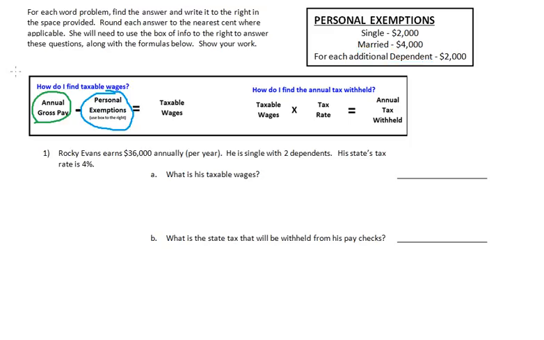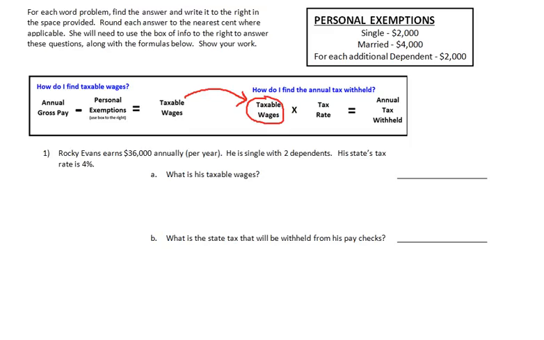So, if you know a person's annual gross pay and you know what type of exemptions they have, you can subtract them to find the taxable wages. Well, that's step 1. Step 2, what we're looking at is using those taxable wages. That's right, we take the answer from step 1 and we use it in step 2.